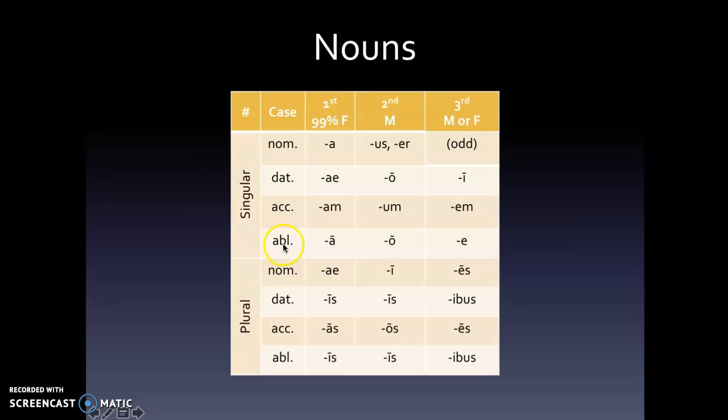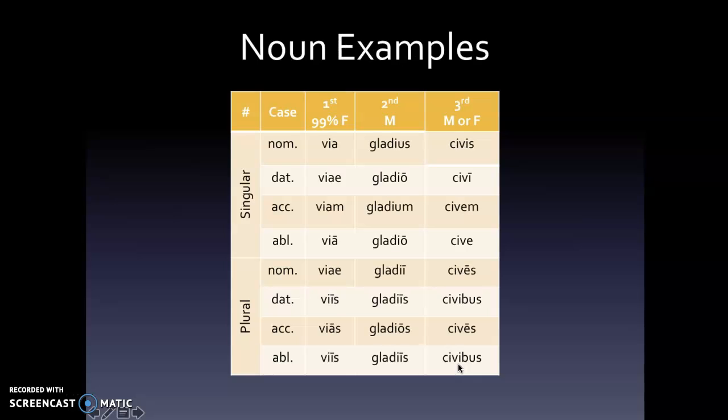Here's the new stuff, the ablative. So in the first declension, it's an accented A. In the second, it's an accented O. And in the third, it's an E. For the plurals, it's an accented IS for both the first and second declension. And then in the third, it's an IBUS. Here's what it looks like attached to an actual word. So go ahead and take some time to study these.